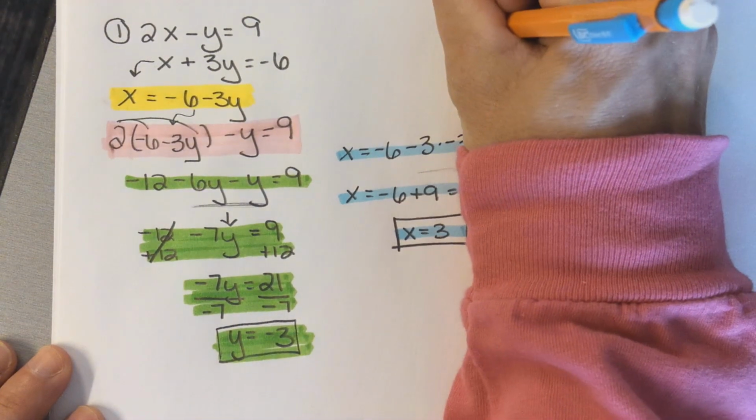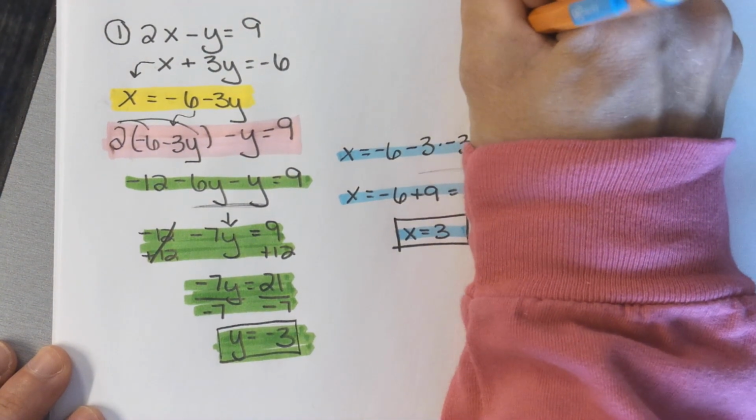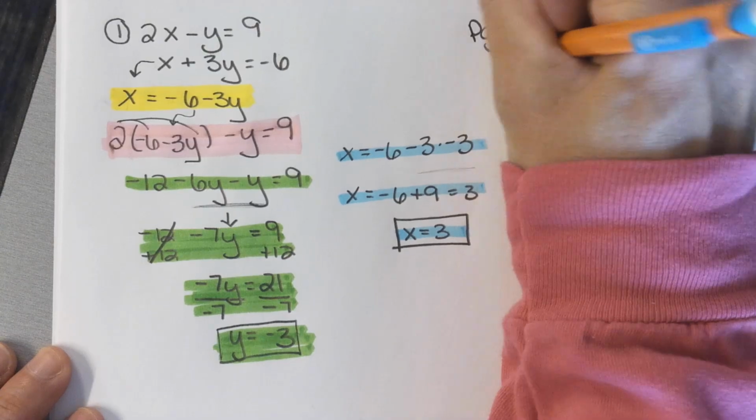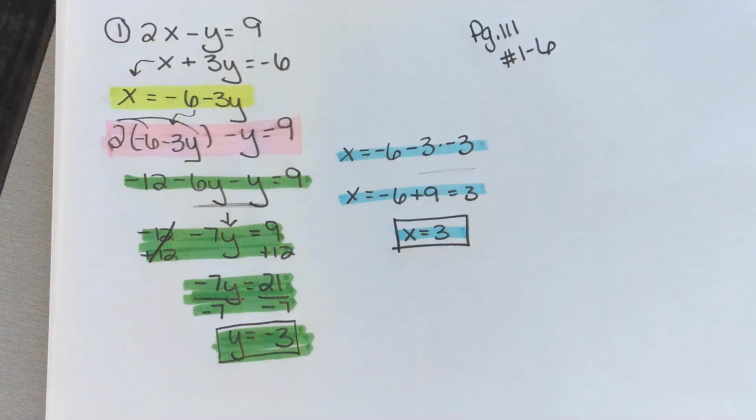Okay, so you have page 111 tonight, numbers 1 through 6. You already did number 1, so you have 5 left. Are you ready? Okay, on your mark, get set, go.